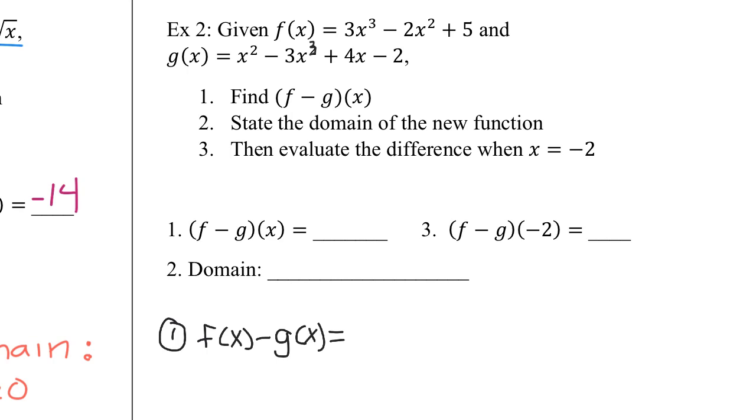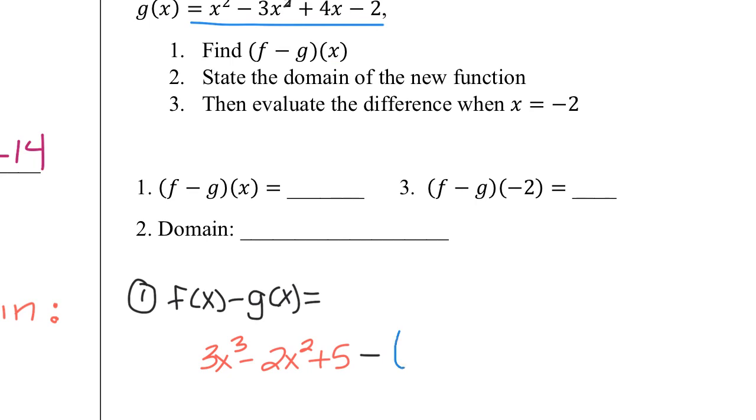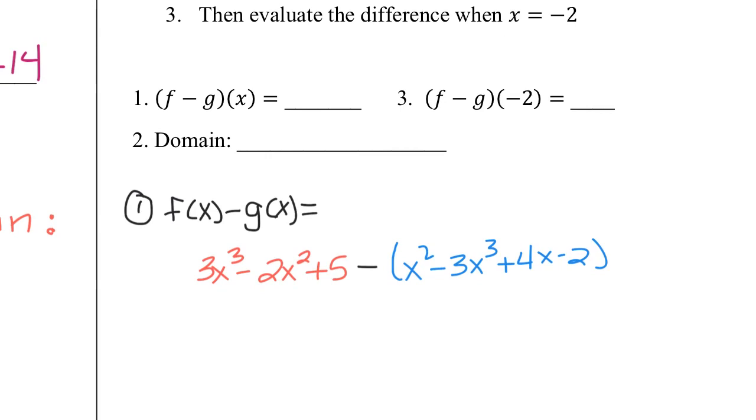So same thing as before, f of x is 3x to the third minus 2x squared plus 5 minus, now remember, when we do subtraction, we need parentheses on the one that's being subtracted. So I'm going to have to put parentheses, x squared minus 3x to the third plus 4x minus 2. Now we're going to simplify as best as we can.